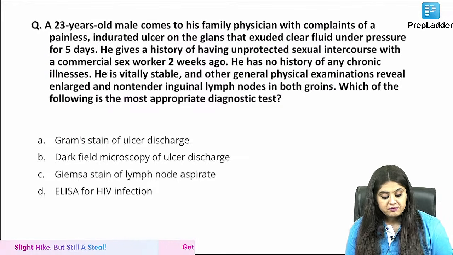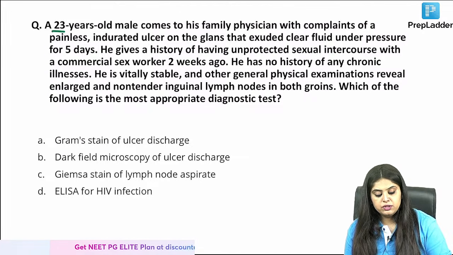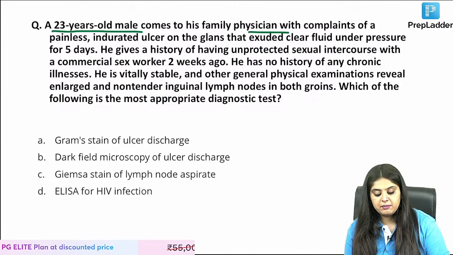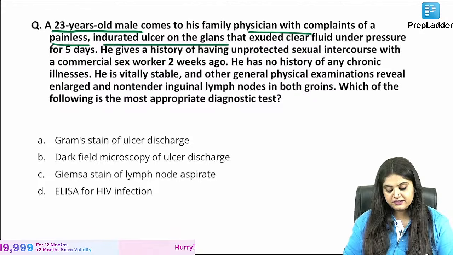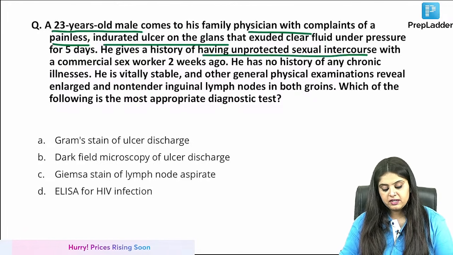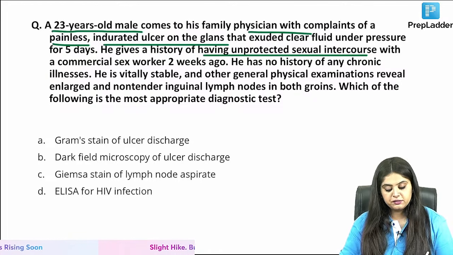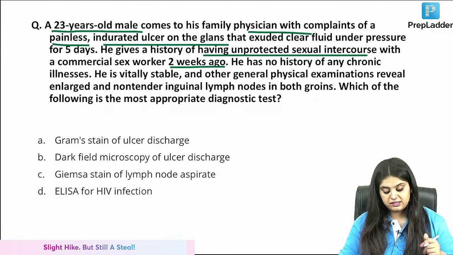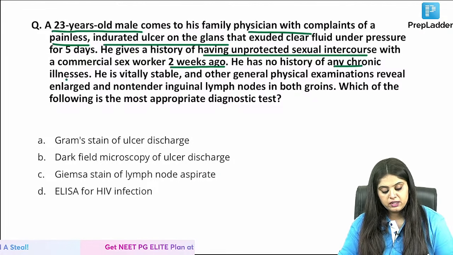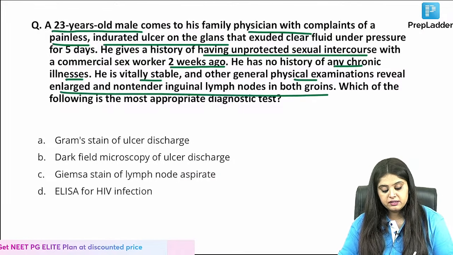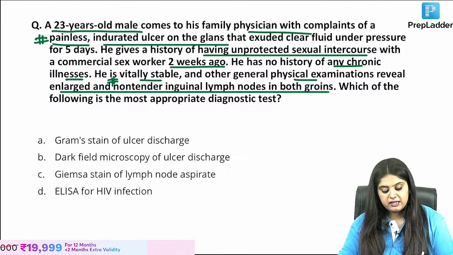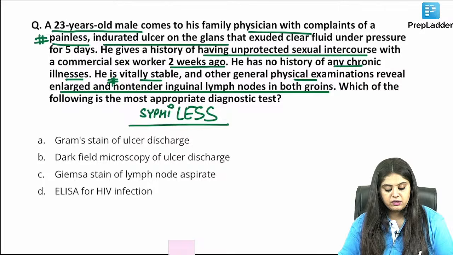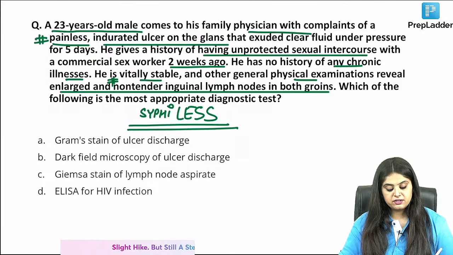Okay. Coming to the next, finally we come to a 23-year-old male patient, to a family physician, complaining of painless genital ulcers. The story of genital ulcers is here. He gives a history of having unprotected sexual intercourse with a commercial sex worker 2 weeks ago, at least not a truck driver this time that they mentioned. No history of any chronic illness, vitals stable, general physical examination reveals non-tender inguinal lymph nodes. So the ulcer is painless, the lymph node is painless. When everything is painless, then we think of syphilis. But this time it's not a truck driver. So sad. We were expecting a truck driver to come.